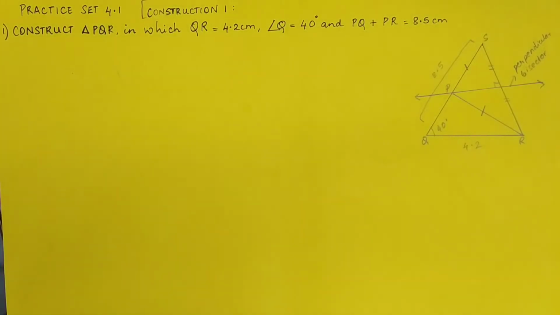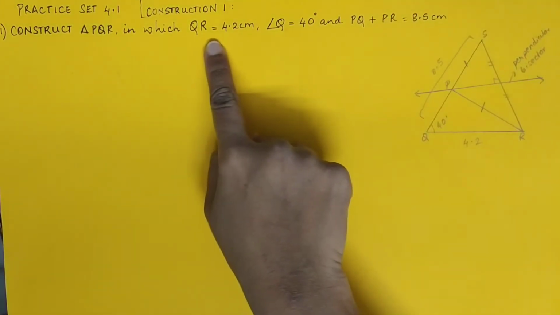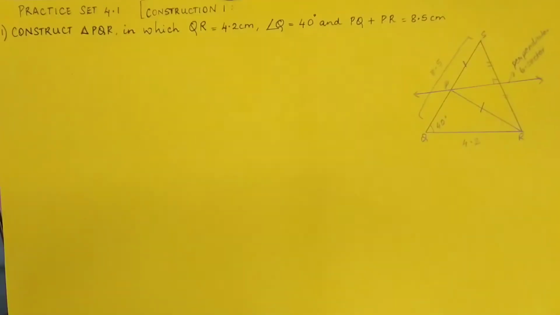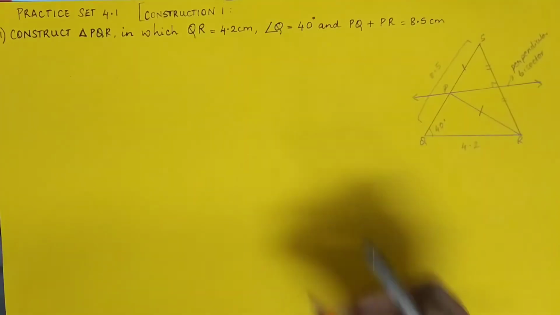Okay, today we are going to begin with construction 1: constructing a triangle when its base, an angle adjacent to the base, and the sum of the lengths of the remaining sides are given. I'm going to show you from practice set 4.1, construction 1, sum number 1: construct triangle PQR in which QR is equal to 4.2. So we consider that as the base.